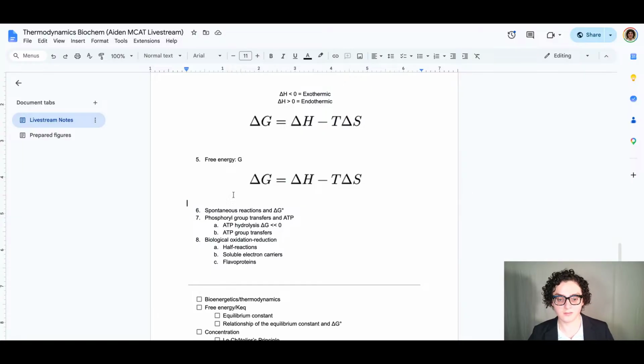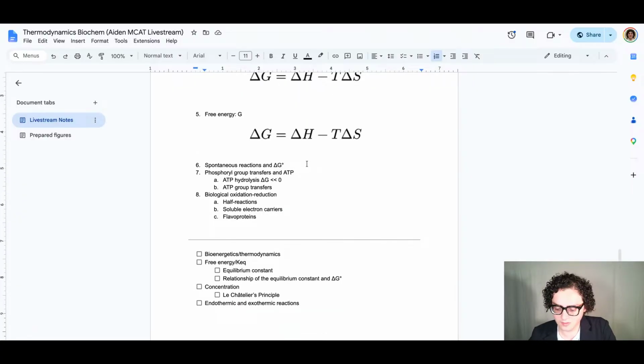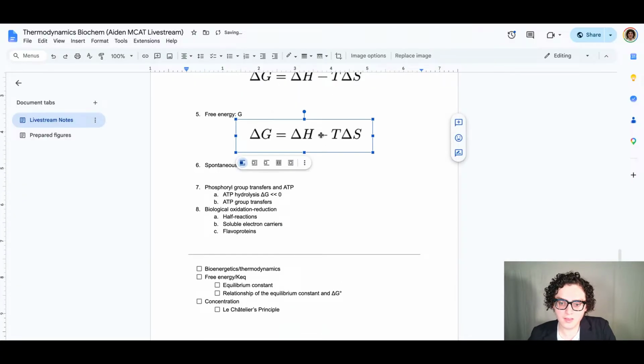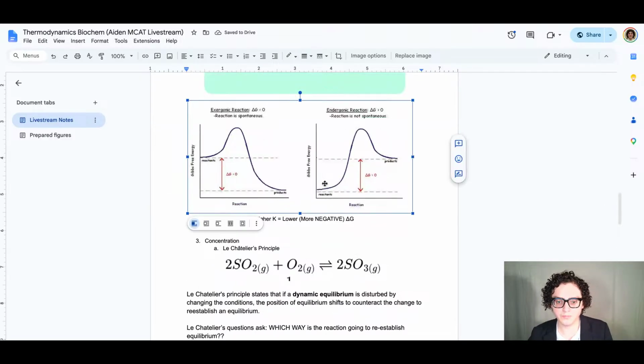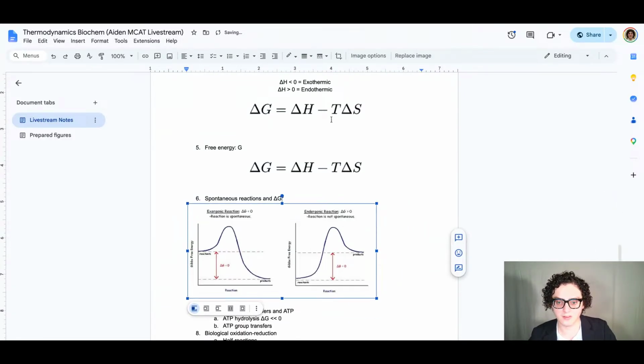Five, free energy equals G. That's the definition of free energy. Six, spontaneous reactions and delta G. As I explained up here, delta G being positive or negative determines whether or not a reaction is spontaneous. In the body, that is the same.